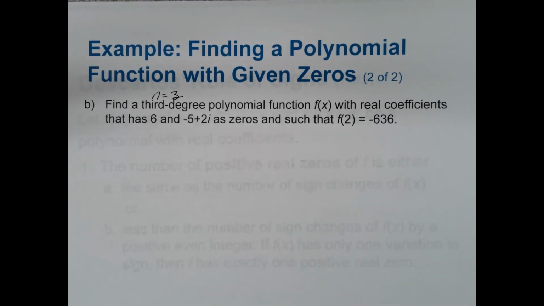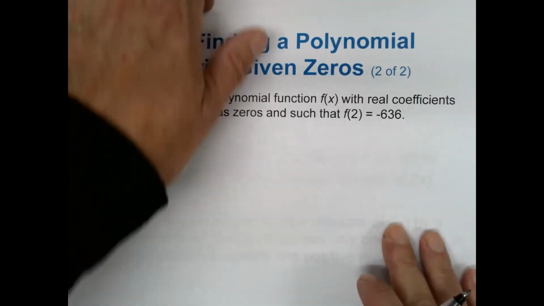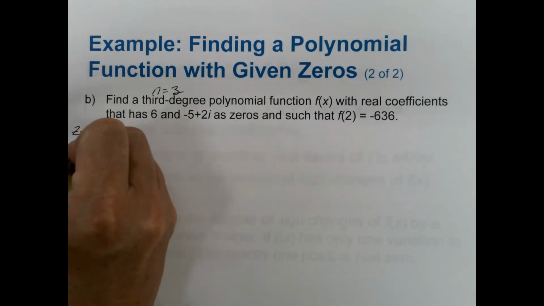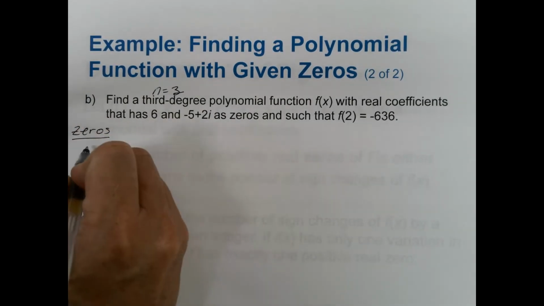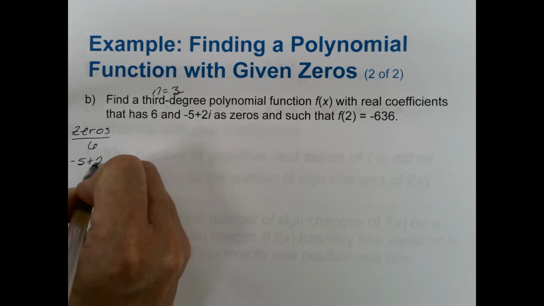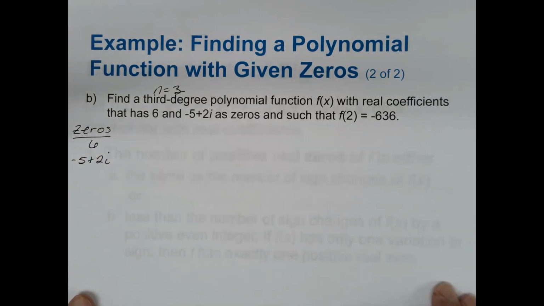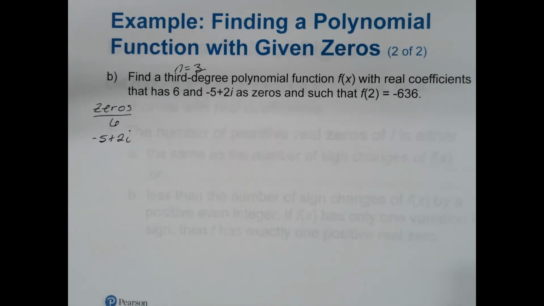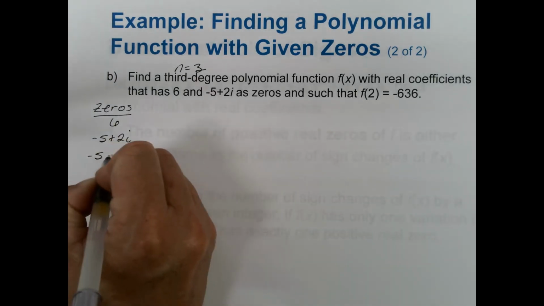So they tell us we're looking for a third degree polynomial. That means I'm going to have 3 zeros and 3 factors. So my zeros of this function, they tell me that 6 is a zero and negative 5 plus 2i is a zero. That's 2 out of the 3 zeros. What's the remaining zero? It's negative 5 minus 2i.